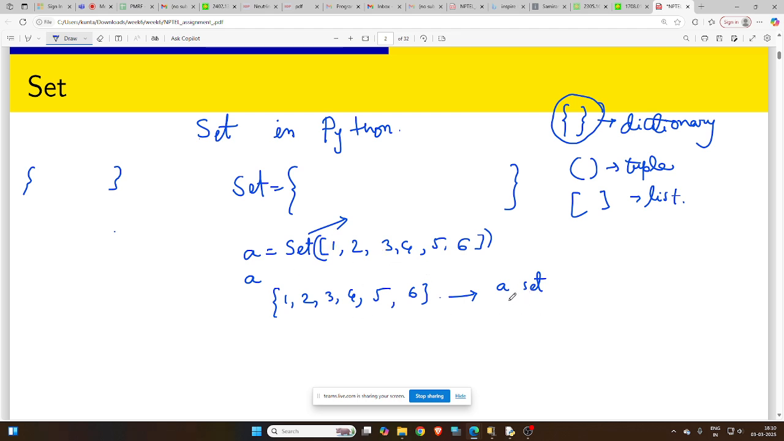So it will just make a set. I can also write it like set, then first bracket, and inside that bracket I can write it in the second bracket as well: 1, 2, 3, 4, 5, 6. This is exactly the same as whatever it was previously, right? We will see it side by side in a minute so that it will be clear.